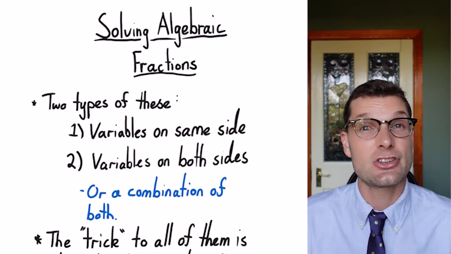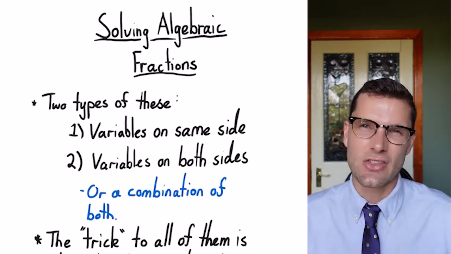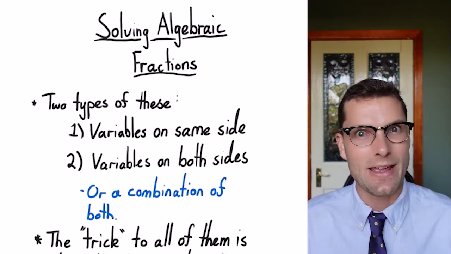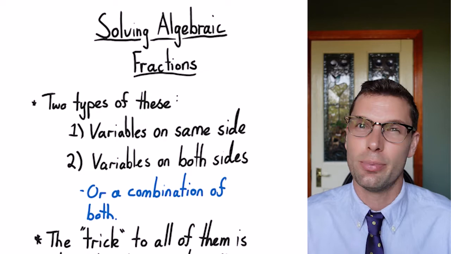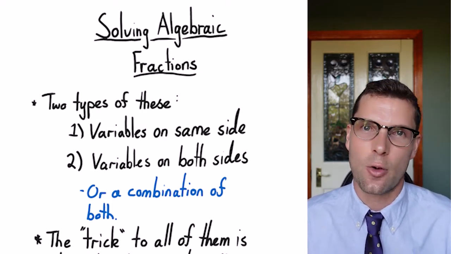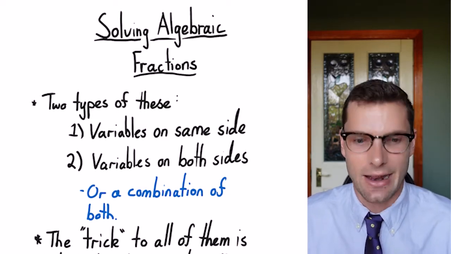Today we're going to look at how to solve algebraic fractions when they're in an equation. So there's two types of these. We've got variables on the same side, where we've got to make the denominator the same in order to plus and minus them. Or we can have variables on either side of the equation, which we've got to get onto the same side so we can isolate that letter.